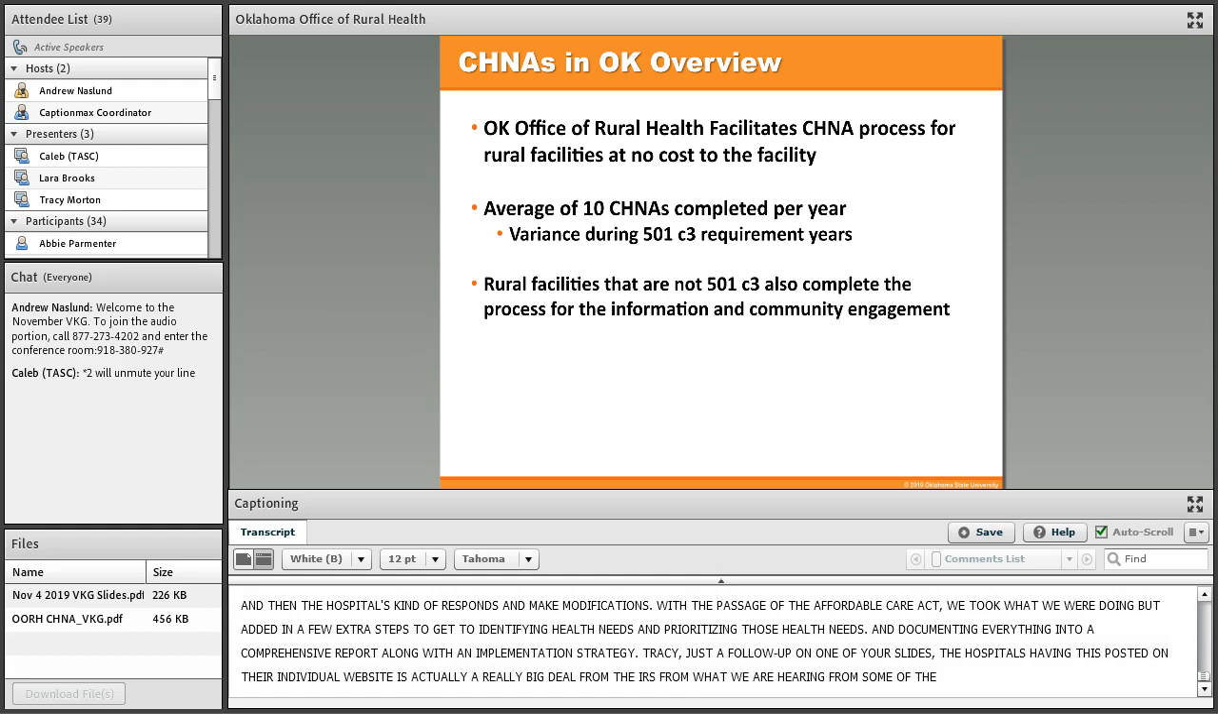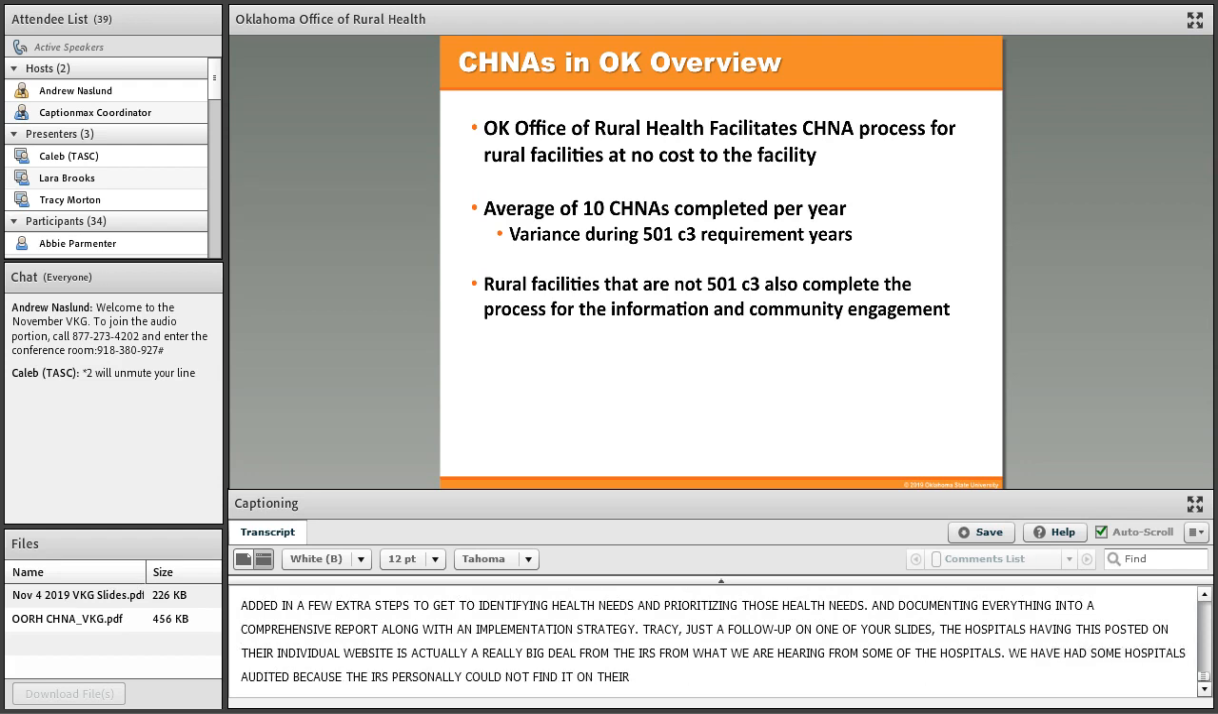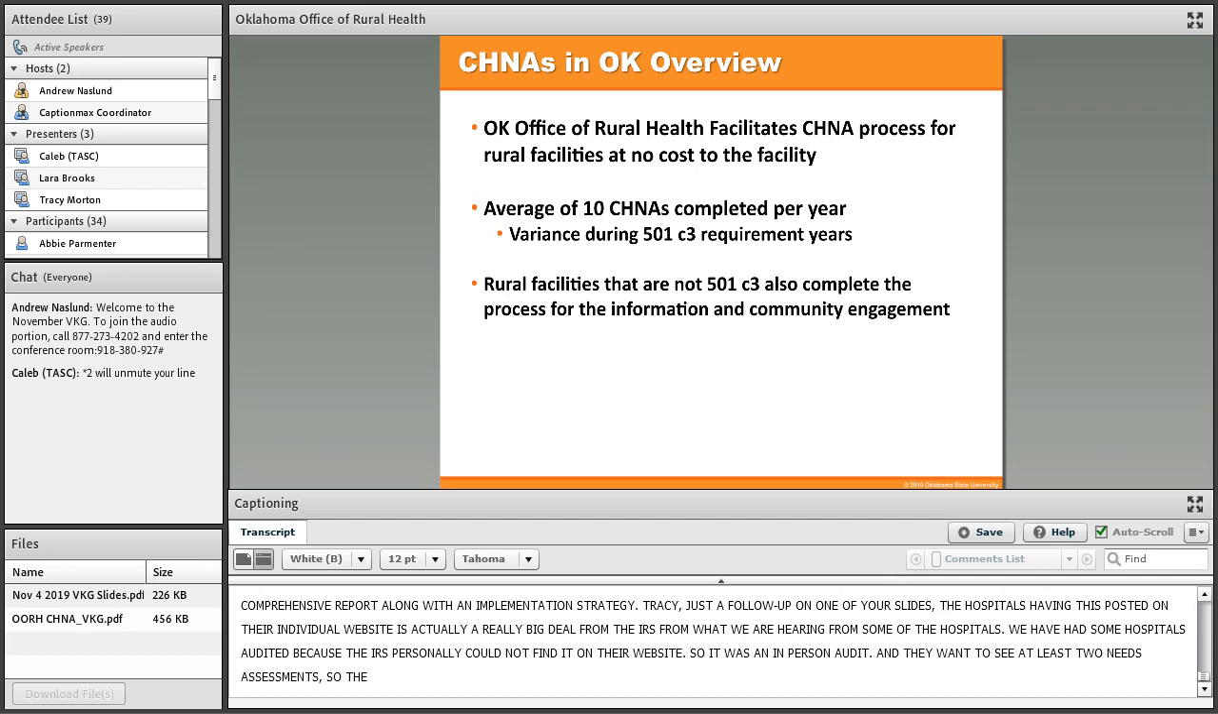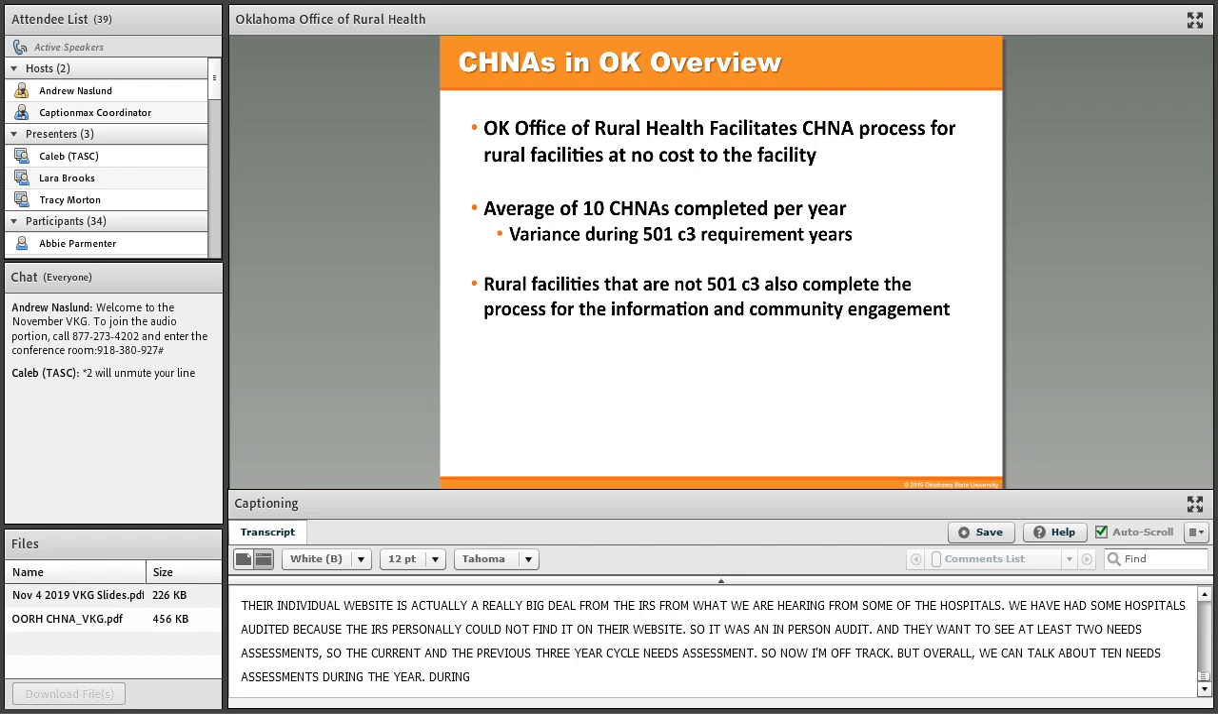We actually, prior to the Affordable Care Act, did the community health engagement process, which was really looking at data, getting the hospital and community together to talk. What does the community need? What's the perception? And then the hospitals respond and make modifications. With the passage of the Affordable Care Act, we took what we were doing but added in a few extra steps to get to identifying health needs and then prioritizing those health needs. And then also documenting everything into a comprehensive report along with an implementation strategy.